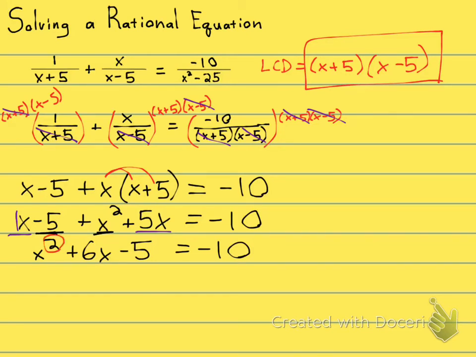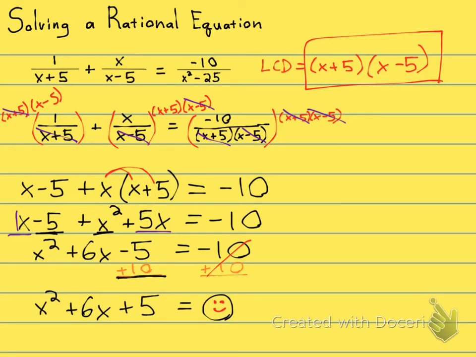Okay, quadratic equation. I need that smiley face. I need to set it equal to 0. So to set it equal to 0, I want to get rid of a minus 10. To get rid of a minus 10, I will add 10 to both sides of the equal sign. On the left-hand side, I will have x squared plus 6x, let's see, minus 5 plus 10, that's plus 5, equals 0. Okay, and what am I going to put in that 0? Smiley face.